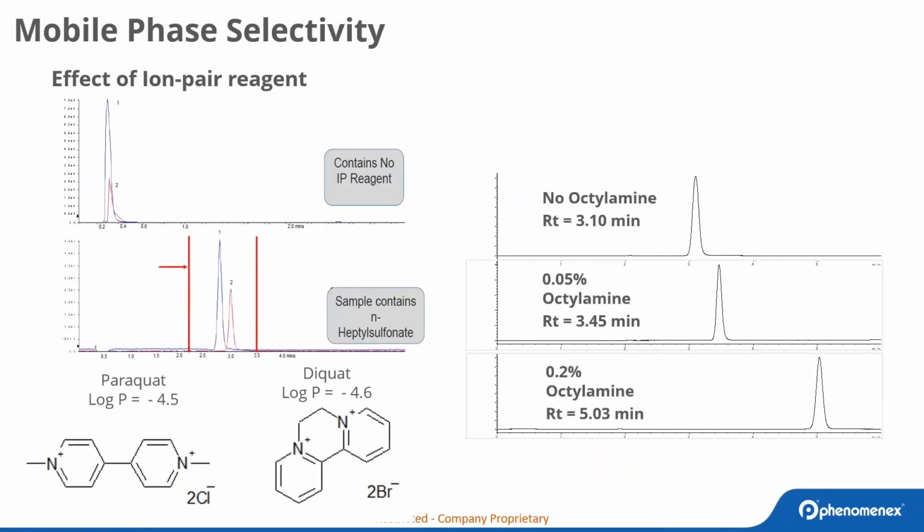Then finally, looking at the effect of ion pair reagents. Ion pair reagents can be added to your method, most commonly when working with a C18 column, and these can add additional retention based on ionic interactions. So the sample contains no ion pairing reagent in the mobile phase, and then it's run with an ion pairing reagent. And the amount of ion pairing reagent can also impact the retention. So 0.05 and then 0.2% octylamine.